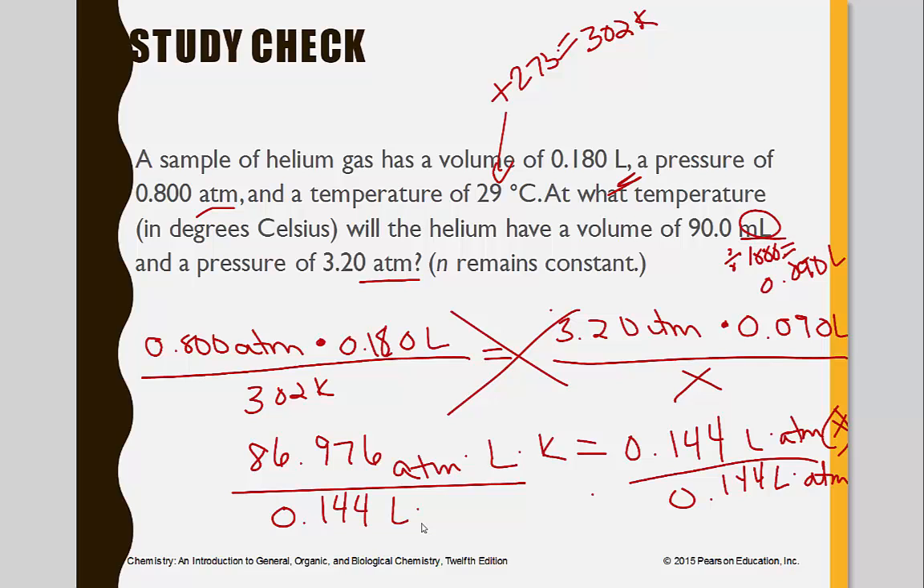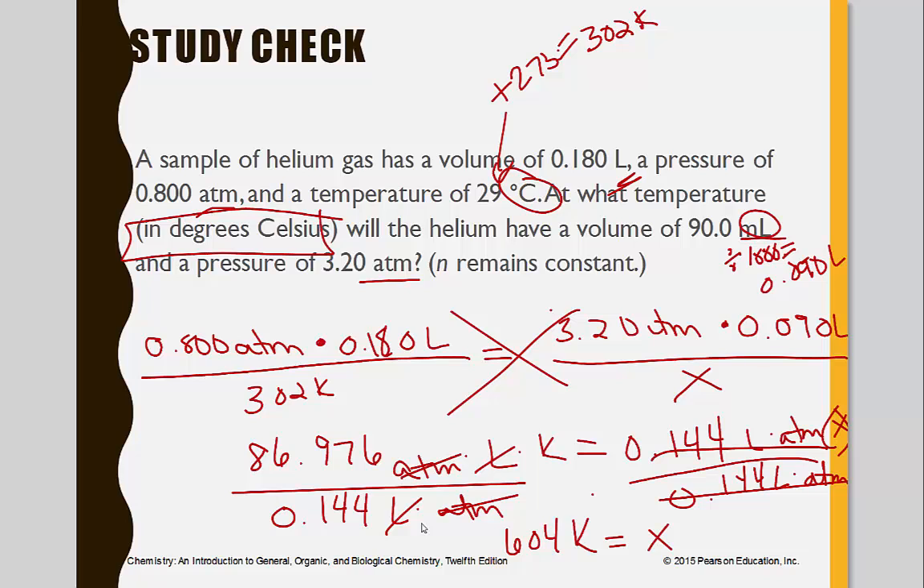The atmospheres cancel and the liters cancel. That comes out to be 604 Kelvin. However, it is asking for the final answer in degrees Celsius. So that means we need to subtract 273 from this number to get our final answer. And that comes out to be 331 degrees Celsius. And that's how you perform the combined gas law.